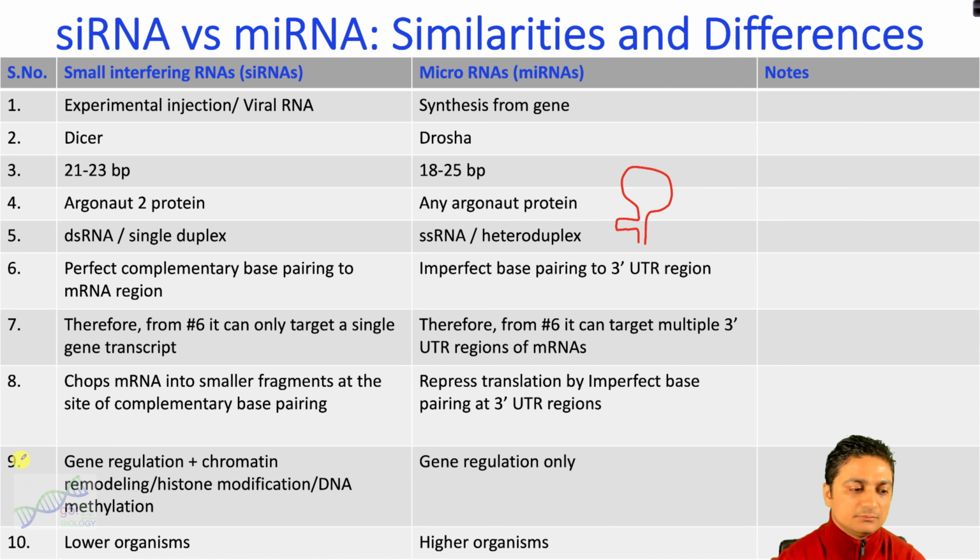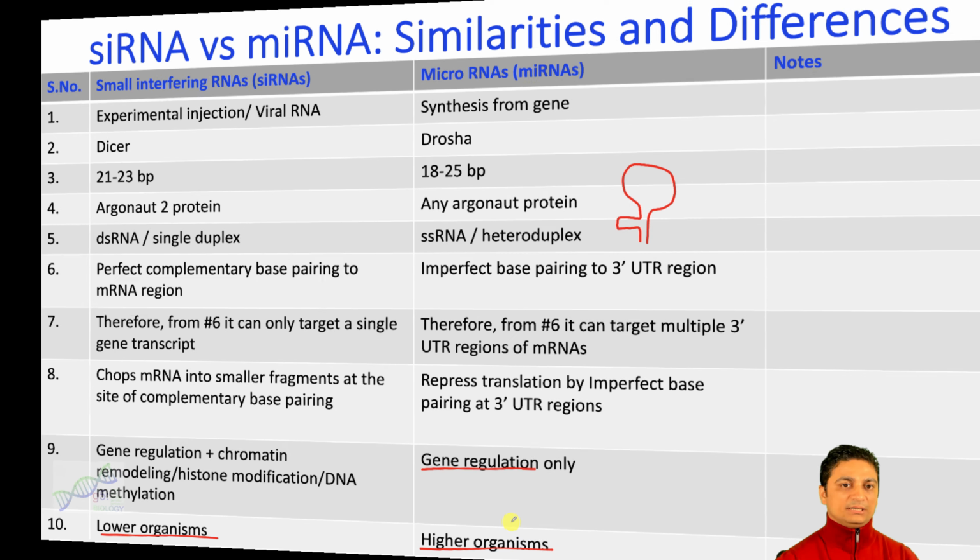And the ninth difference is going to be the gene regulation. In siRNA, gene regulation, chromatin remodeling, histone modification, and DNA methylation, everything occurs. However, in miRNA, only gene regulation is seen. And the last difference is where it is present. So siRNA is present in the lower organisms. However, the miRNA mechanism is mostly present in the higher organisms. So these are the similarities and differences between those two, siRNA and miRNA.